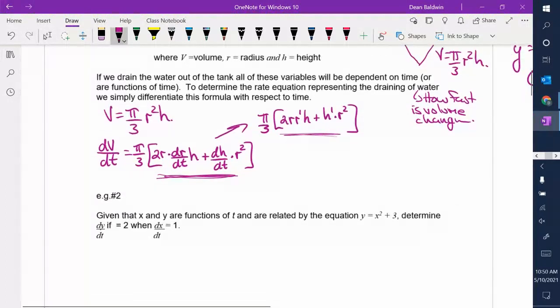All right, so this is now a formula that represents how fast the volume is changing with respect to time. We need to know how fast the radius is changing and how fast the height is changing. But if I give you those pieces of information, you can calculate how fast the water is draining out. All right.